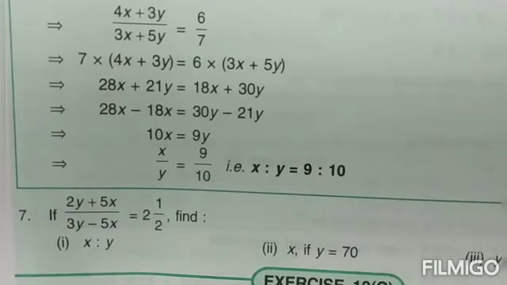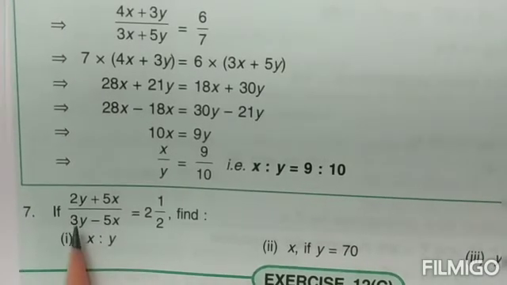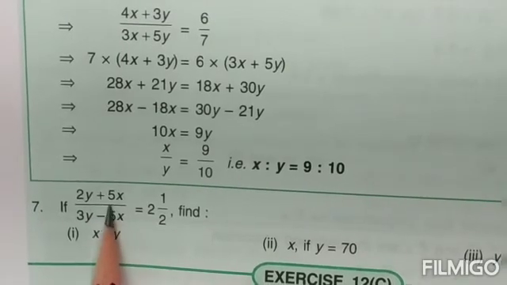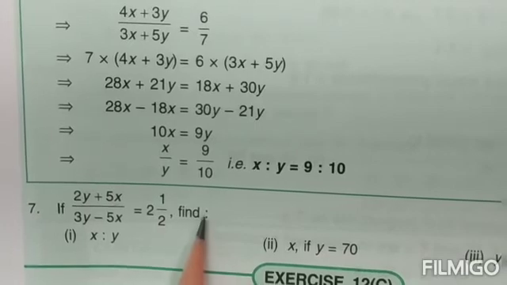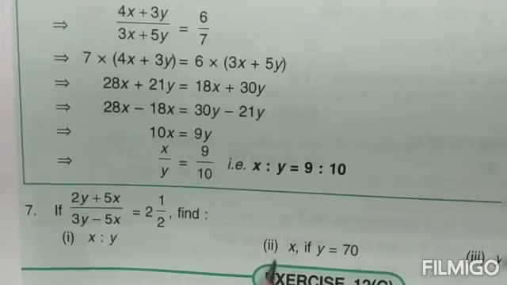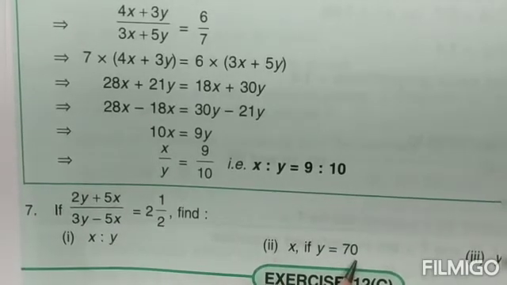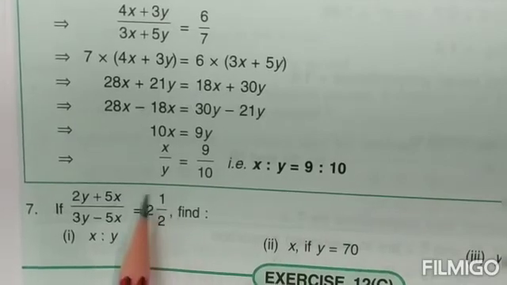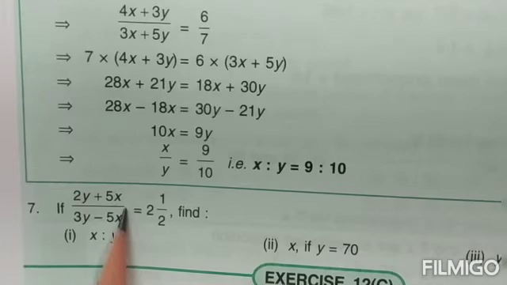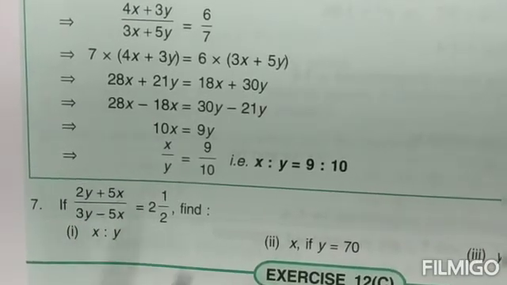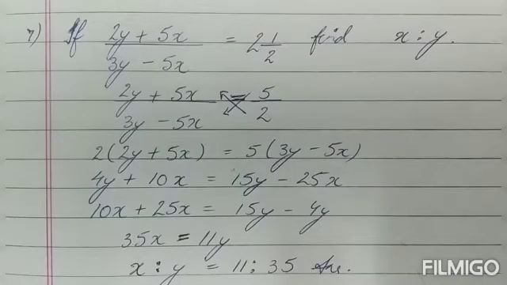Let's look at question number 7, children. Now question number 7 is, if 2y plus 5x upon 3y minus 5x is equal to 2 whole 1 upon 2, find x is to y and then find x if y is equal to 70 and so on. So first thing is we need to know how to solve this. The method of solution will remain exactly what we have seen in question number 6. But I'm showing you how to go about with this particular question.